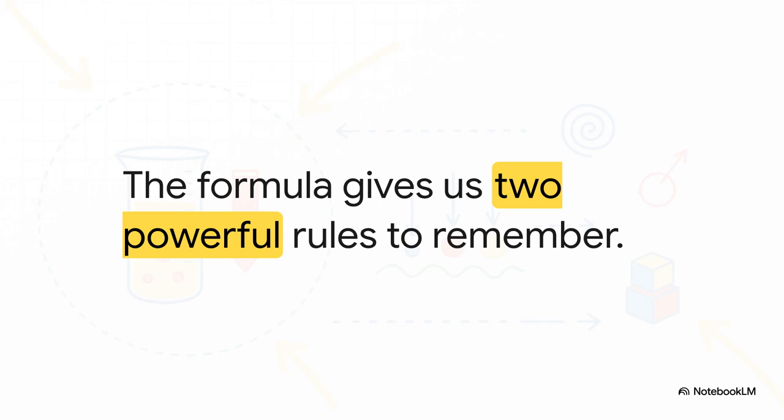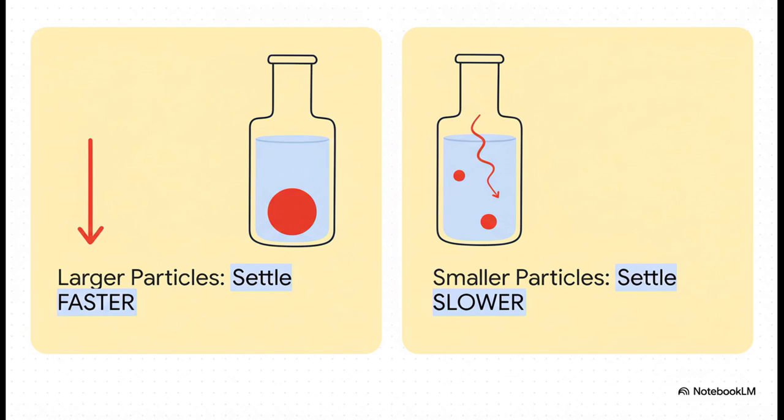That's right. All that math just gives us 2 key things to remember. Let's get to the first one. So rule number 1 is all about the size of the particle. And the rule is dead simple. Larger particles settle faster, smaller particles settle slower.